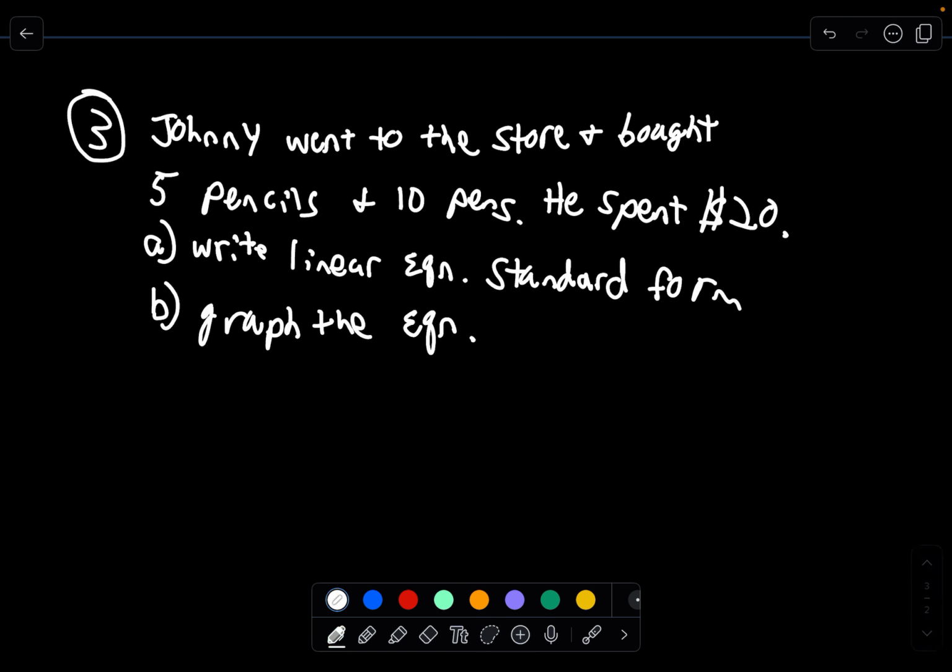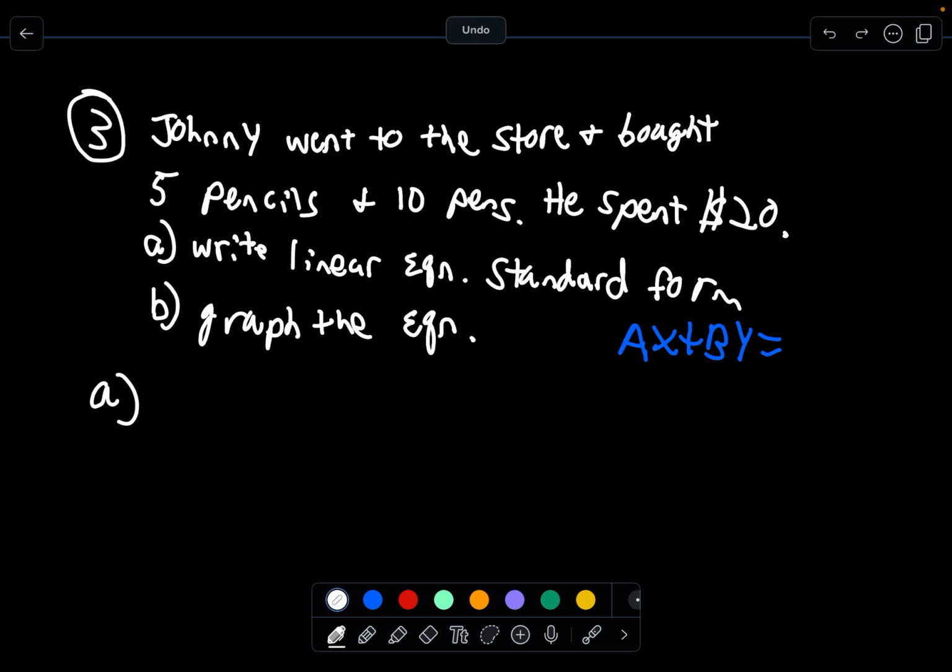Johnny, our good friend Johnny, went to the store and bought 5 pencils and 10 pens, and he spent $20. That's Spanish for $20. All right, write a linear equation in standard form. Standard form is, here we go, ax plus by equals c. So how do we do this? So it'll be 5 pencils.